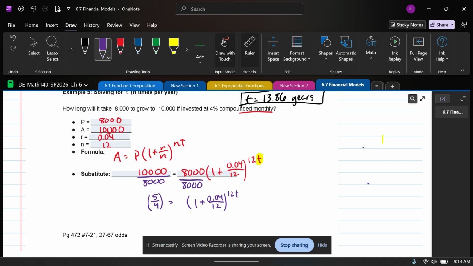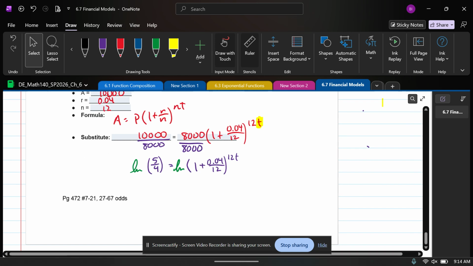Now, this base is weird, right? It's not like a log base 5 that would cancel that out. So on this problem, I'm going to use natural logs instead of trying to get this number, because that's going to be a decimal that's got several places to it. So it's cleaner to go ahead and just solve it with natural logs. So I'm going to take the natural log of each side. That's going to allow me to bring the 12t down.